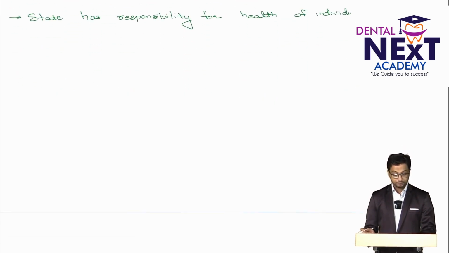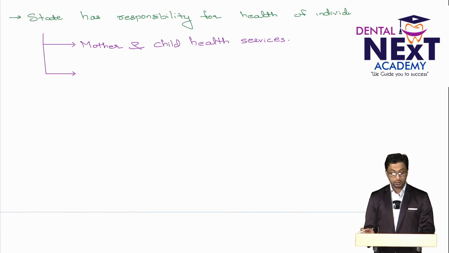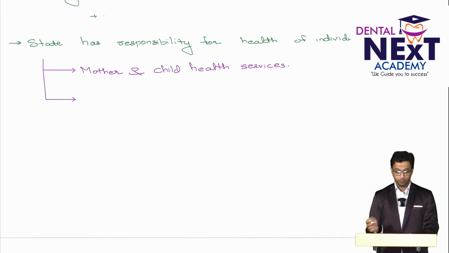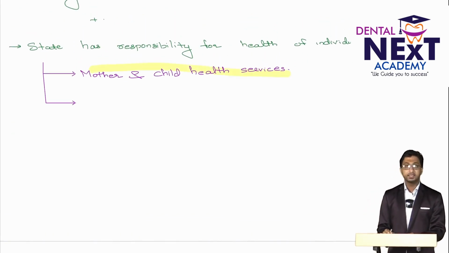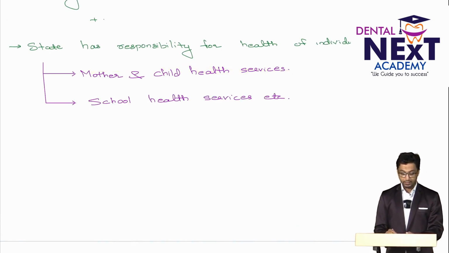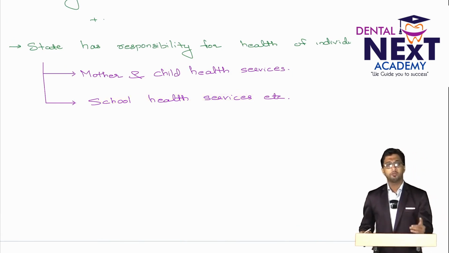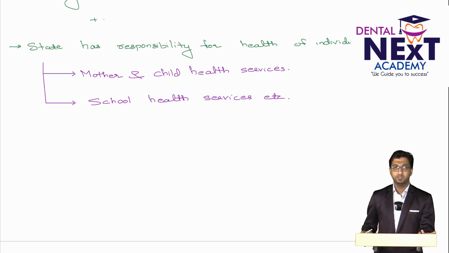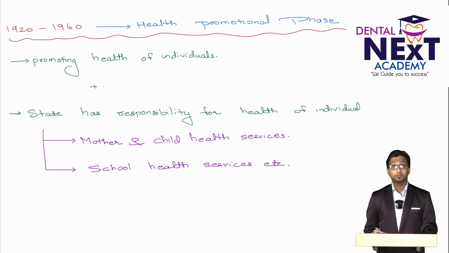Now after that, what comes under that? State has a responsibility. You could see that the mother and child health care services came into being, and school health services were also considered. So the state said, now we could take care of the mother's health, the child's health, the school-going children's health. All these things came into being after that. If you go into medical colleges, you see that there is a special department for maternal and child health. It is a long-term outcome of all these. So it was the health promotional phase.